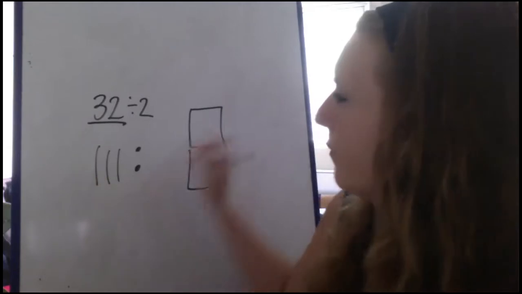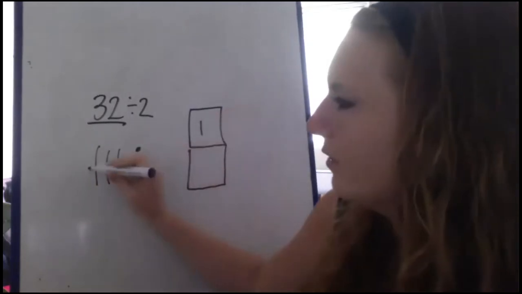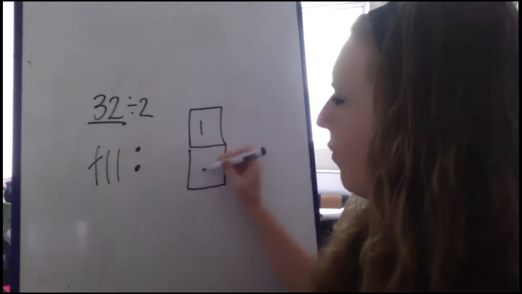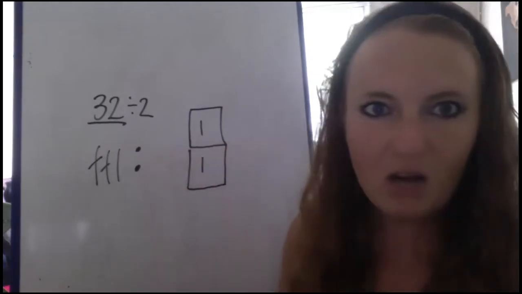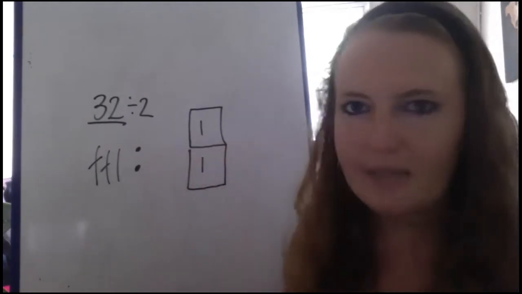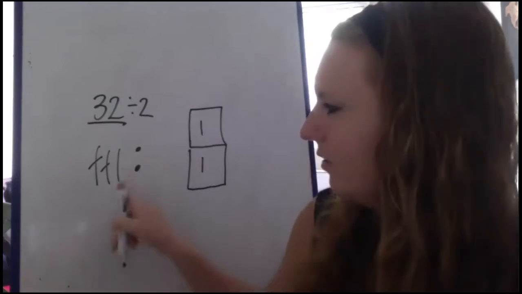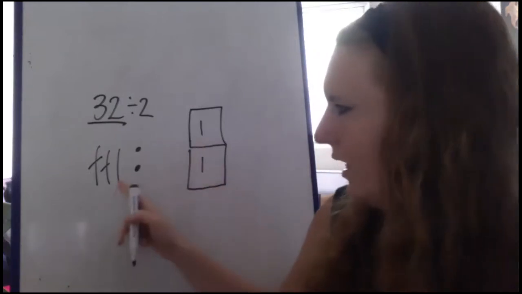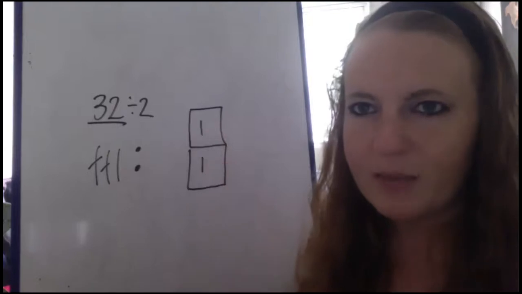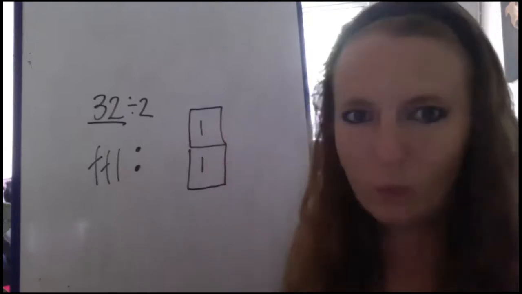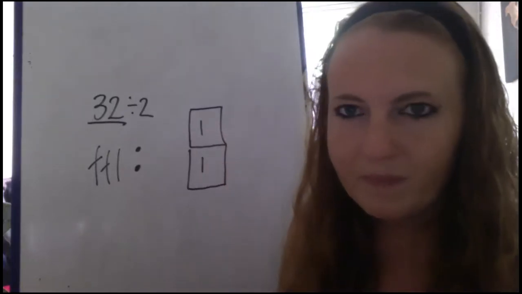So I'm going to put 1 ten here. If you would like to cross it out afterwards, you may. And then 1 ten here. Oh dear. Now, what happens now? Because look, I cannot share this one equally. If I put it here, that would not be the same. And we know that we need to make equal groups. So what do you think I need to do?